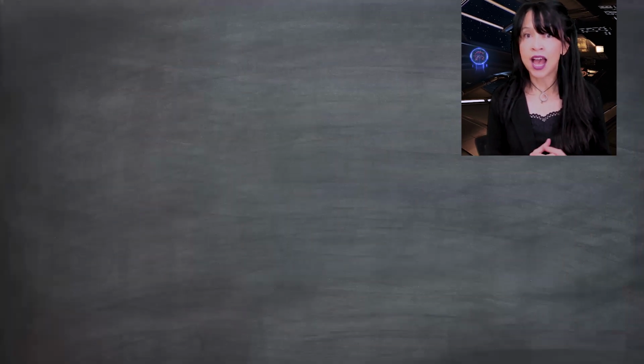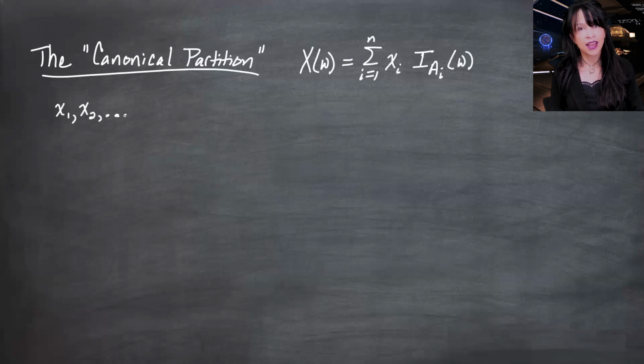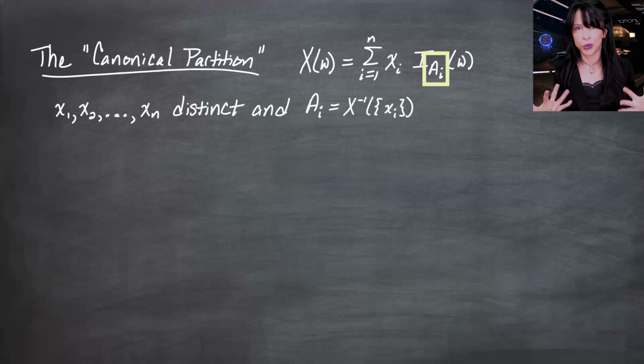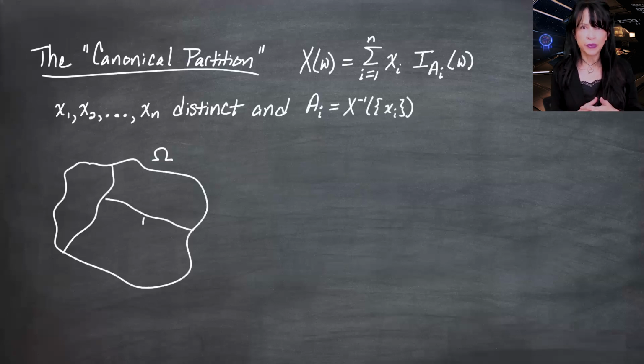So suppose I have a simple random variable X that takes on n values, and it has a sum that looks like this with some A sets down here. And let's assume I do have the canonical partition, or what I'm calling the canonical partition. That means that all these xi's are distinct, otherwise I could combine some terms. And it also means that each Ai set is an inverse image of the point xi. So let's envision this with n equals 4.